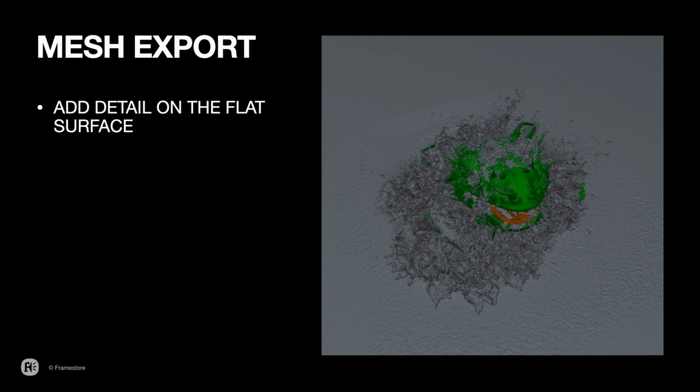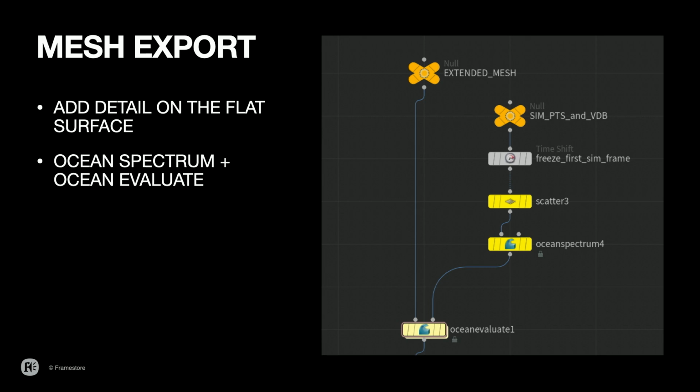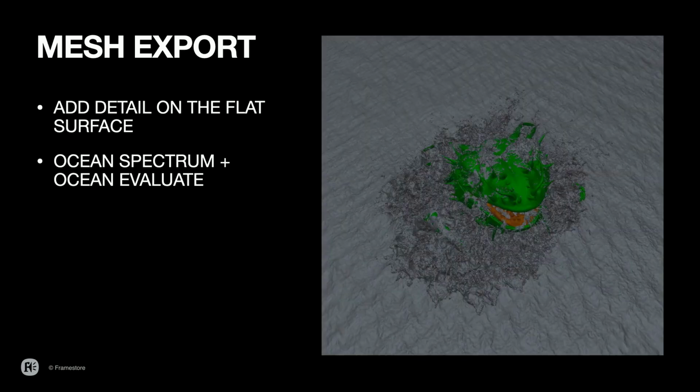So let's add details. To do that, we're gonna use the ocean spectrum and the ocean evaluate, where we can just plug in: the first input is gonna be the extended mesh, the second input is gonna be the points and the VDB, and they're gonna receive the spectrum. If you do that, we're gonna have this nice noise from the ocean evaluate, but it's gonna be applied everywhere. We need again to filter, to mask the area that we need.